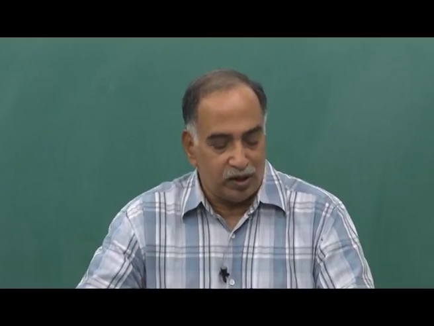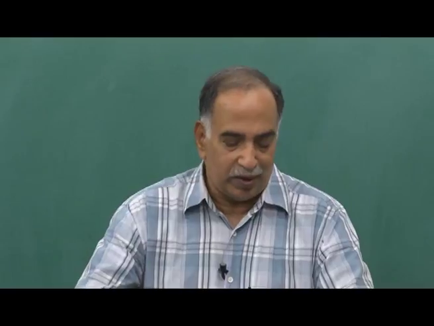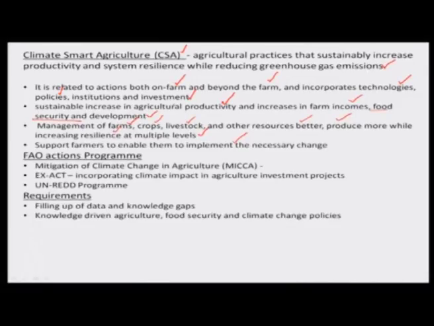Now, what are the different programs? This has been in the conception stage, or to some extent it has been happening. There are FAO action programs for mitigation of climate change in agriculture, then agriculture investment projects, small policy changes and investment methodology changes, as well as the UN REDD programs which focus on climate smart agriculture.